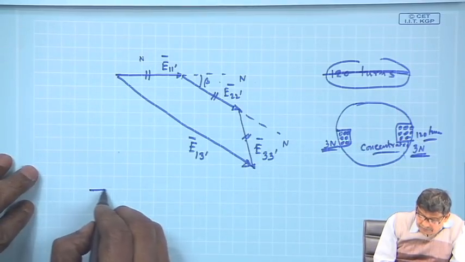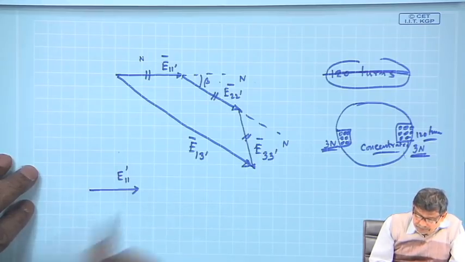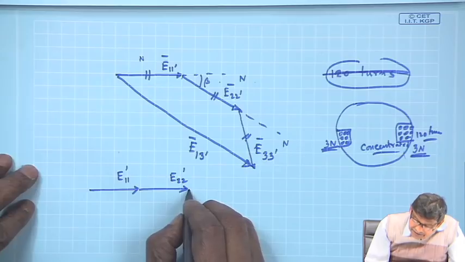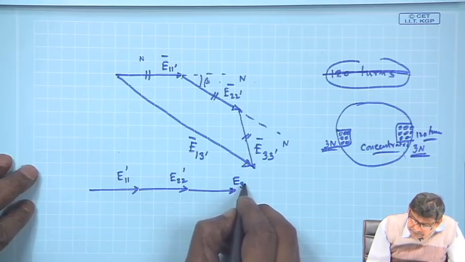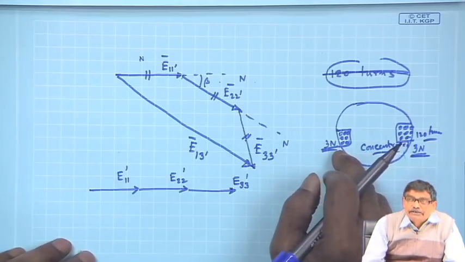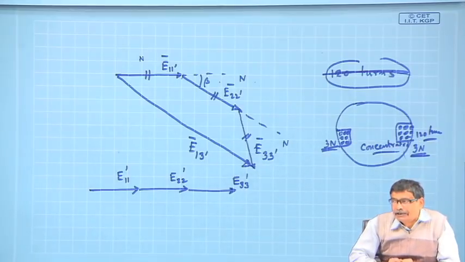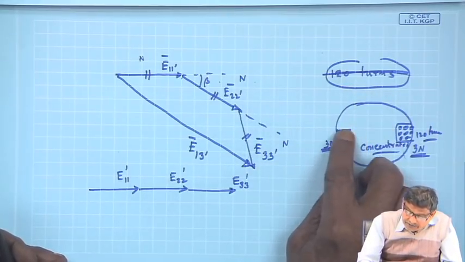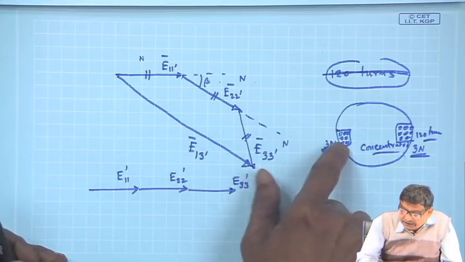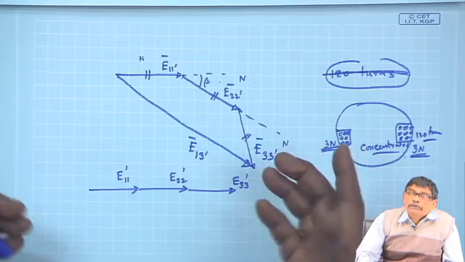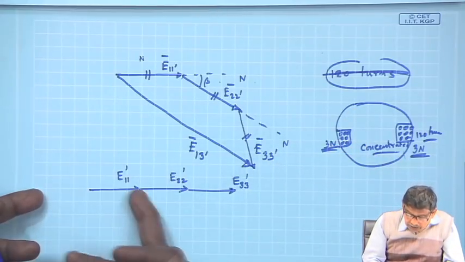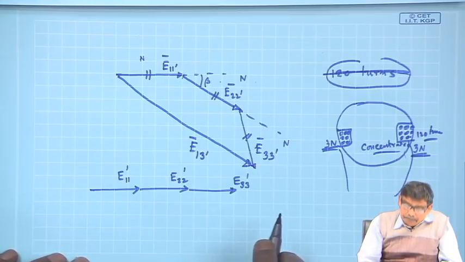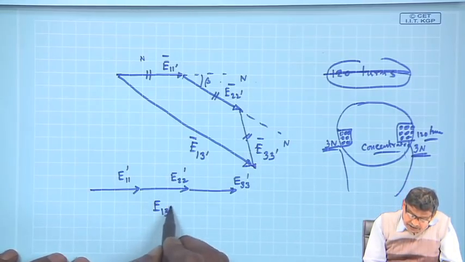In that case, E11 dashed, E22 dashed and E33 dashed will be in phase. So 11 dashed, 22 dashed, 33 dashed are all concentrated in two slots only, diametrically, provided you have enough space there, let us assume. If this rotates, all these coil sides belonging to 11 dash, 22 dash, 33 dash will have similar voltages, in phase. Ultimately two terminals come out and the resultant voltage will be E13 dashed.